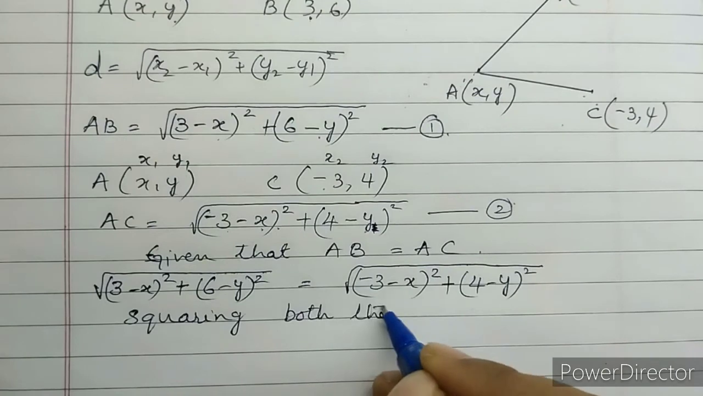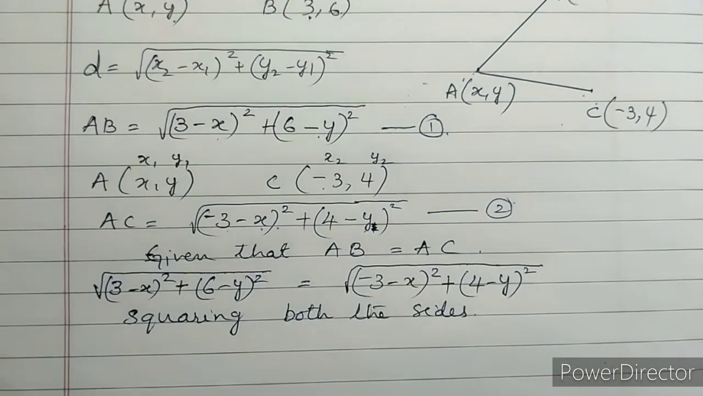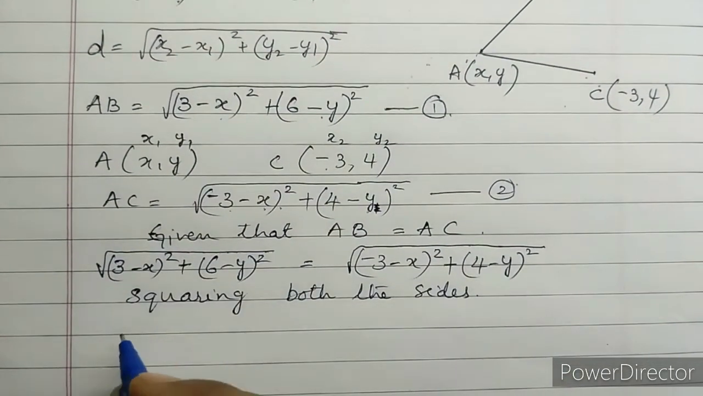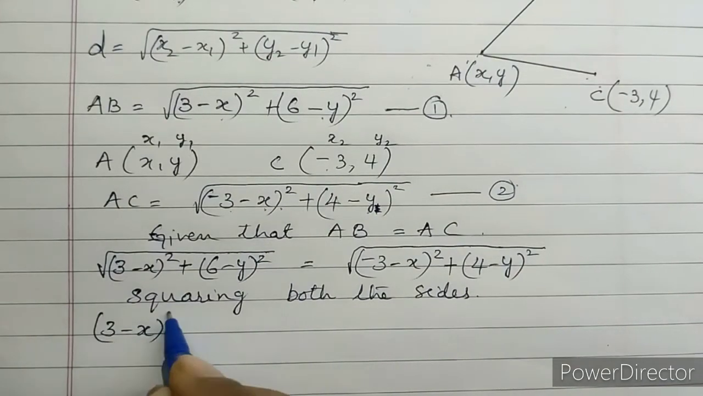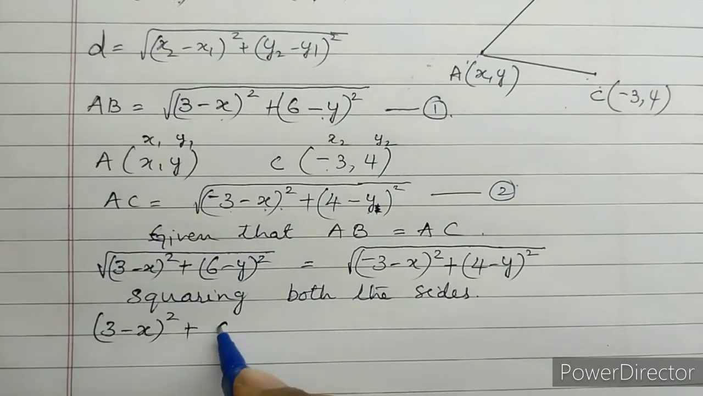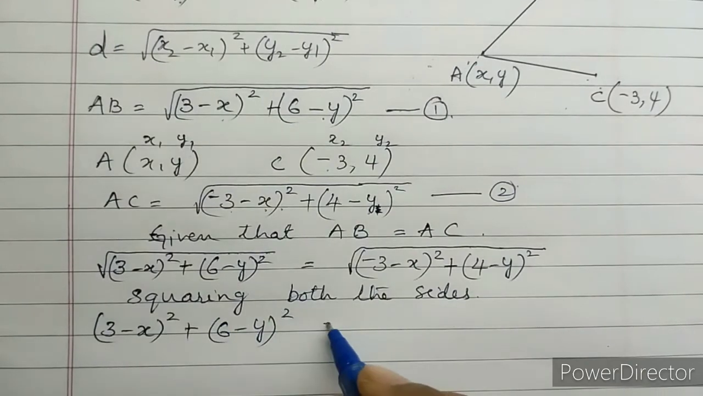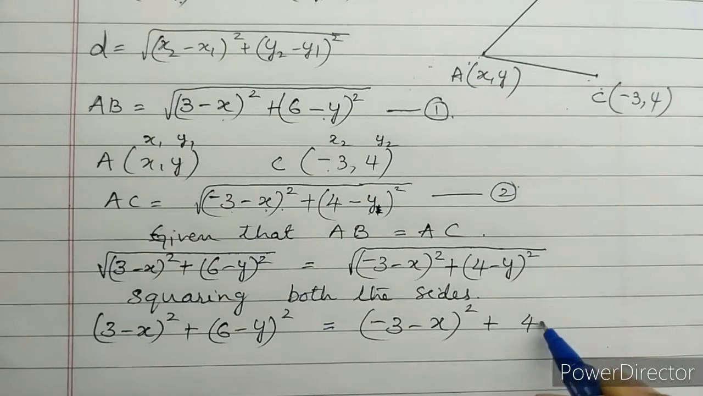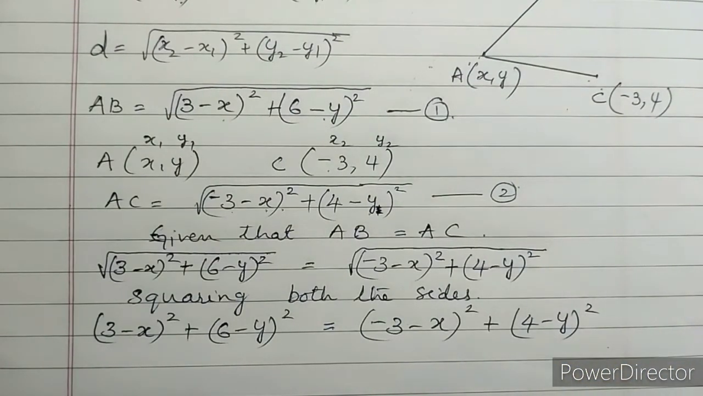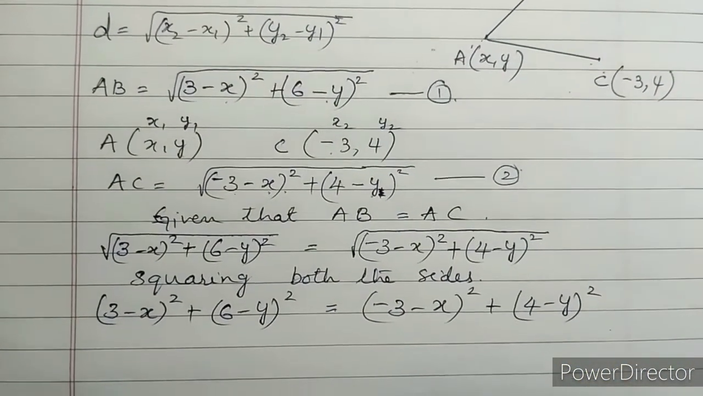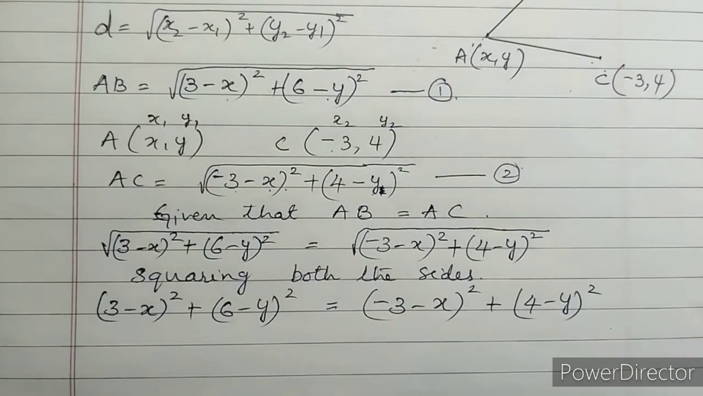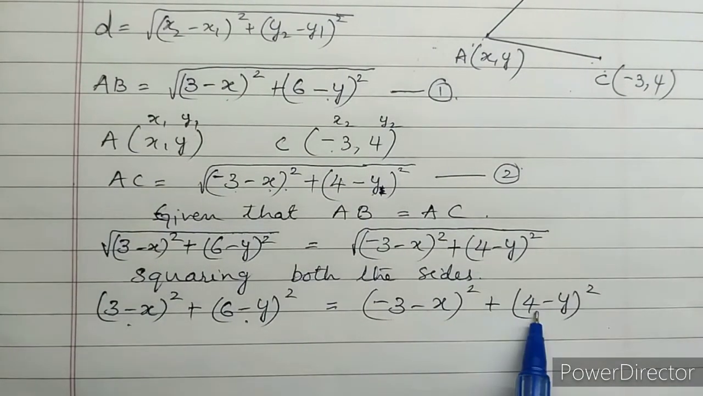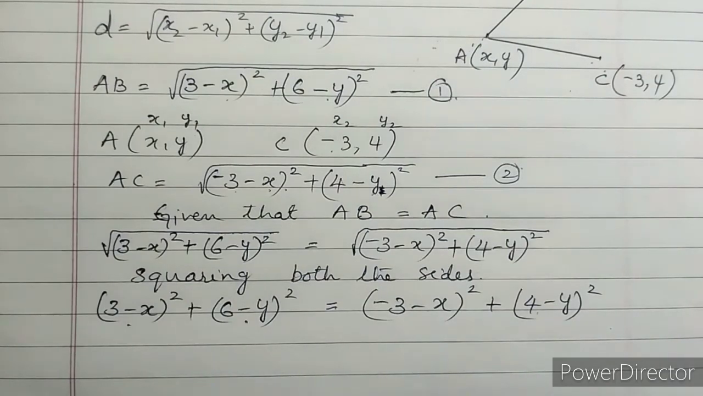Squaring both the sides, you can eliminate the square root. So without the root, you have to write the next step: (3 minus x) the whole square plus (6 minus y) the whole square equals (minus 3 minus x) the whole square plus (4 minus y) the whole square. Now the square root symbol is not there. Now what you have to do? You have to open each one by using the identity (a minus b) the whole square and then simplify it and get a relation in x and y.